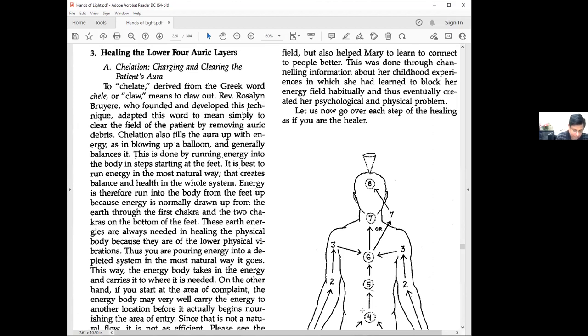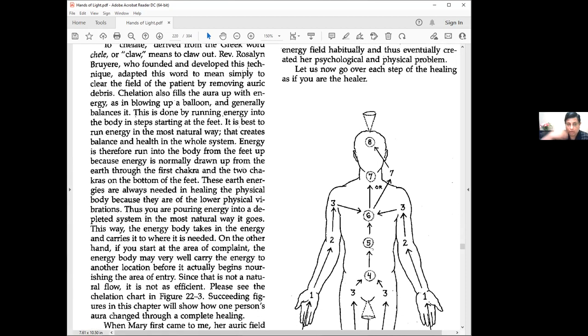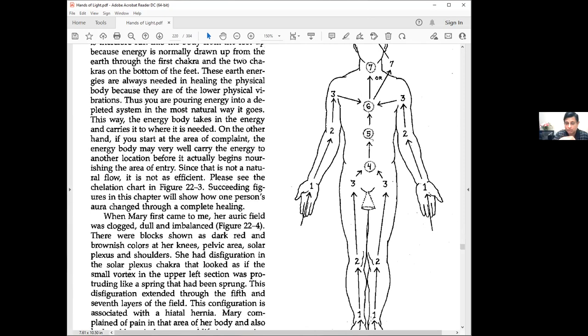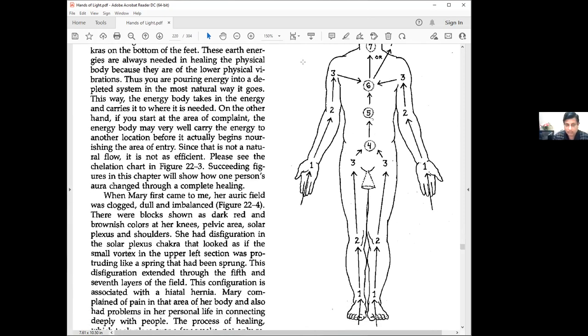This is done by running energy into the body in steps starting at the feet. It is best to run energy in the most natural way that creates balance and health in the whole system. Energy is therefore run into the body from the feet up, because energy is normally drawn up from the earth through the first chakra and the two chakras on the bottom of the feet. So again, this is very much like how we practice creating the Reball in the advanced excursion workshop, in the advanced Focus 10 program, or the Reball exercise. We are pulling in energy from the earth and then transmuting it and channeling it. It's exactly the same process that we create the Reball with.